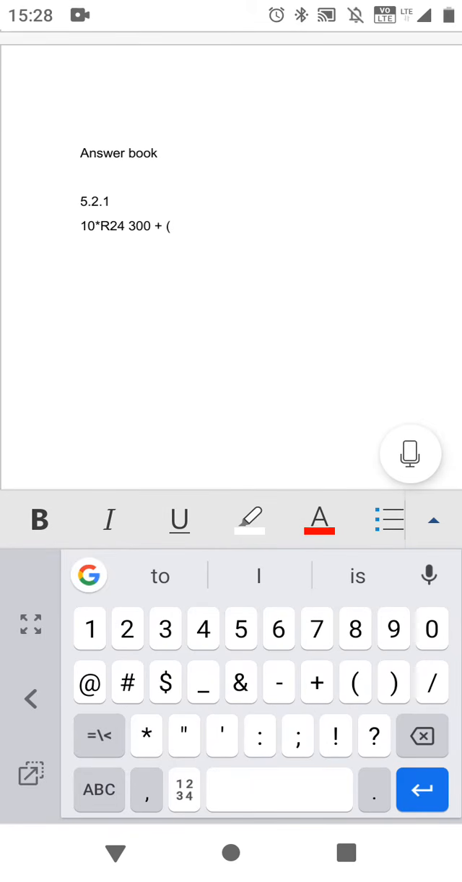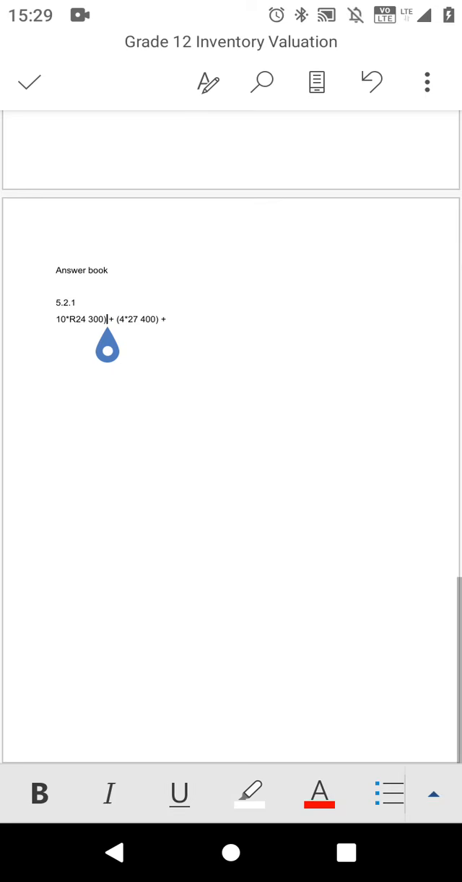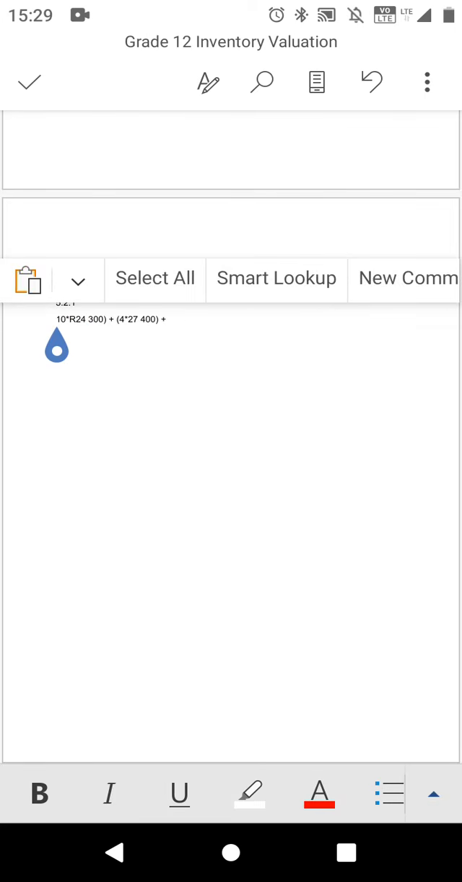Okay, let's go to calculation. We are going to say 4 multiplied by 27,400. Then we close brackets. Then we add the last one. Okay, even the first one is supposed to have a bracket.